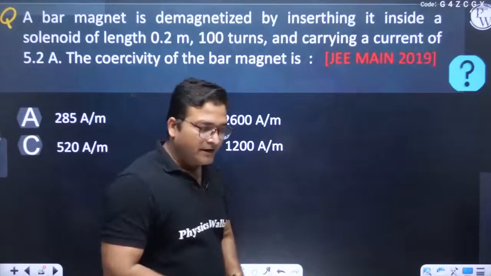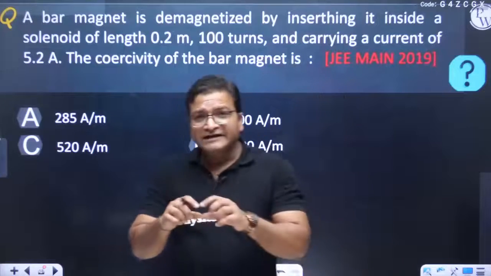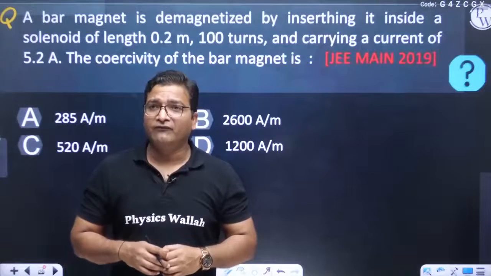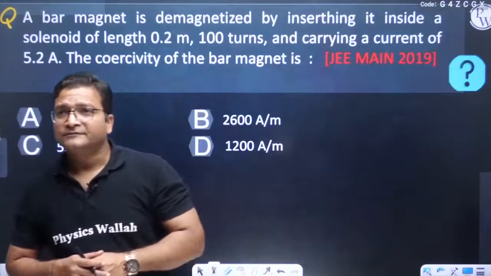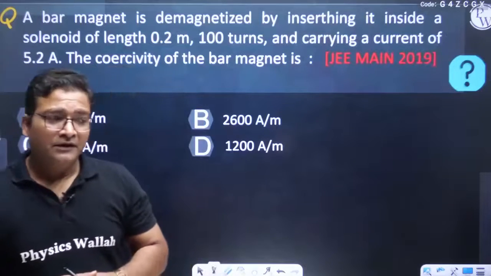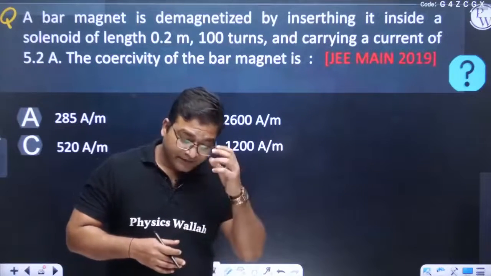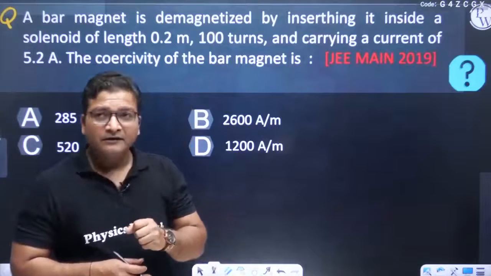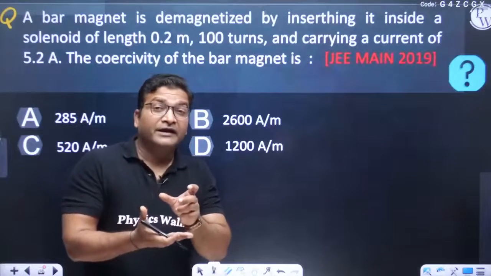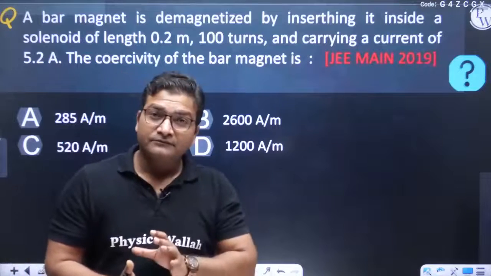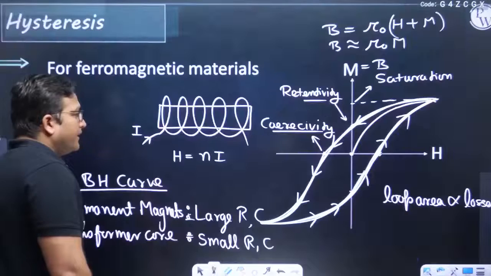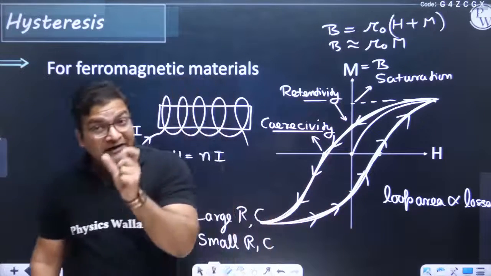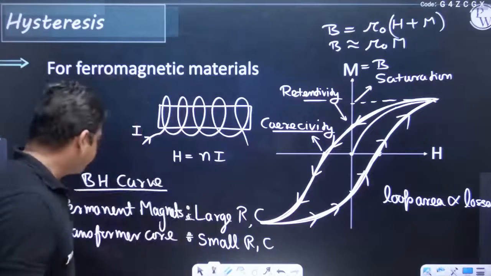Next question. Here we have a bar magnet, and it is demagnetized by inserting it inside a solenoid of length 0.2 meter, 100 turns, and carrying a current of 5.2 ampere. What is the coercivity of the bar magnet? If the bar magnet is completely demagnetized, it means the H vector is equal to coercivity, because if H is equal to coercivity, the magnetization is 0.